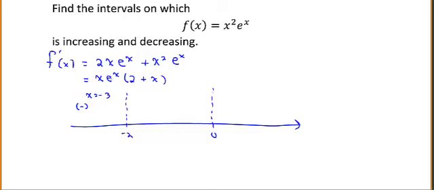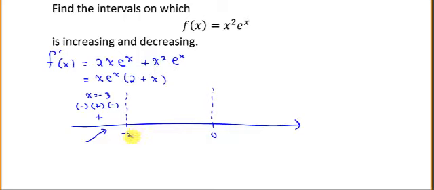And e to the x is always positive if you think of its graph. And x plus 2, if x is negative 3, is negative. So we'd have a negative number times a positive number times a negative number. The whole thing will be positive and will be increasing. I'll just draw a little arrow showing that we're going in that direction. As we go to the right, bigger x values produce bigger y values.